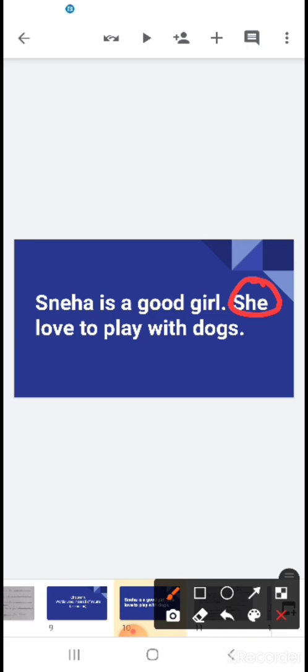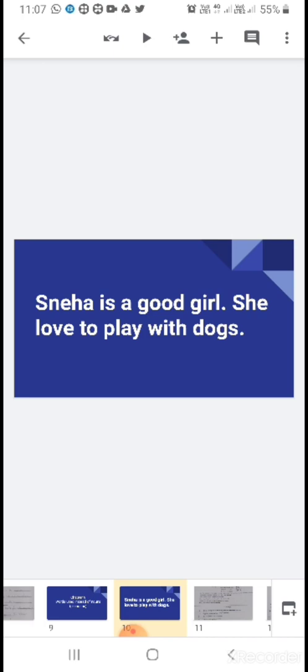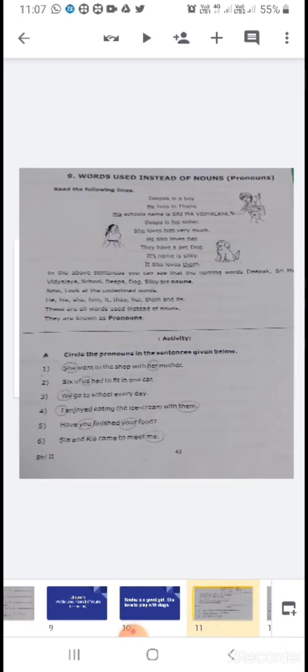See the page number 43, words used instead of nouns. So you have to read the following lines. The lines are, I am reading for you. Deepak is a boy. He lives in Thane. So he is used for Deepak. So he is a pronoun. His school name is Shrima Vidyalaya. So his is again used for Deepak, because his is used for the boys and her is used for the girls.